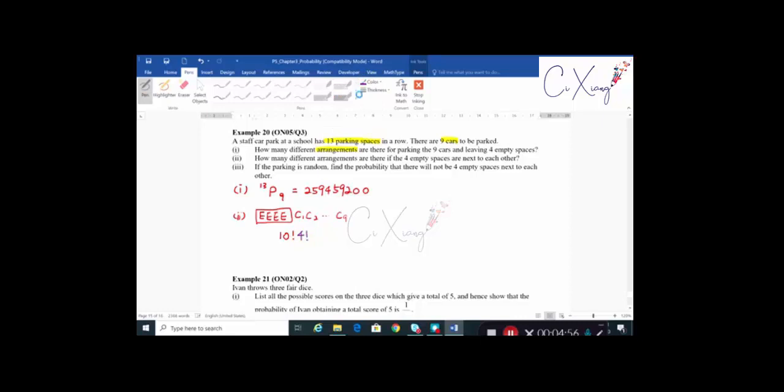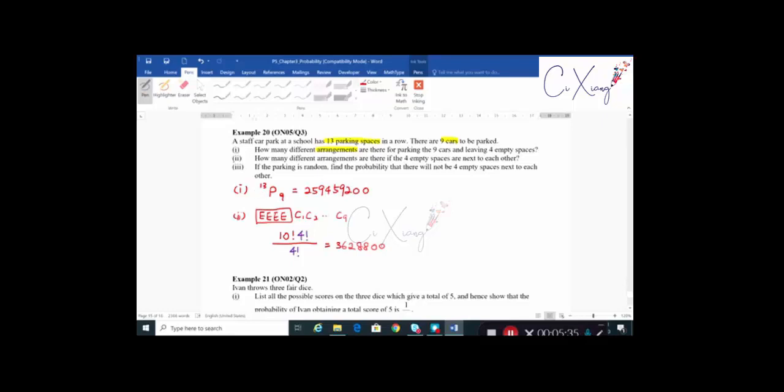But because these 4 empty spaces are actually identical, you can divide it by 4 factorial. You can see the 4 factorial and 4 factorial can be cancelled off. Some reference books actually don't write out this step, but it doesn't matter. So you have 10 factorial, which is 3628800. So question number 1 and question number 2 are talking about the number of arrangements.